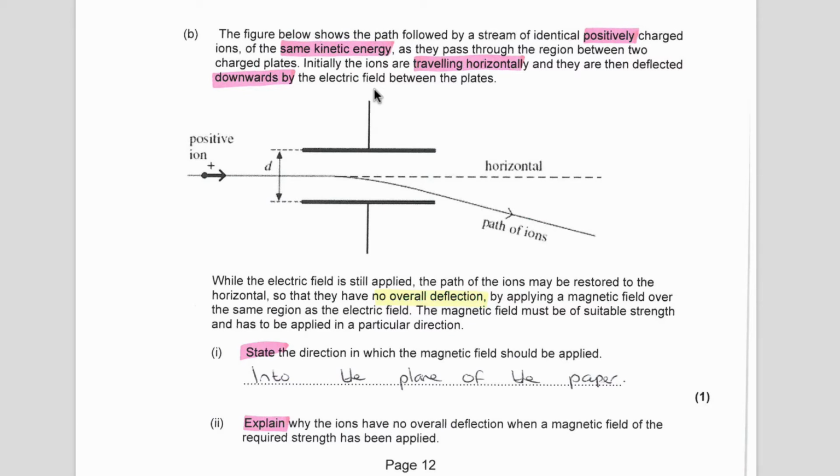So for part B, we're now looking at the path of a charged particle to start off with in an electric field. So we've got this figure. It shows the path that's followed by a stream of positively charged particles, and they've all got the same kinetic energy. So when I see same kinetic energy, I think that they're all travelling at the same speed if they're the same particles. They've got the same mass. As they pass through this region between 2 charged plates, we don't know which one's positive and negative at the minute, they initially come in horizontally and then they're deflected downwards by the electric field between the plates.